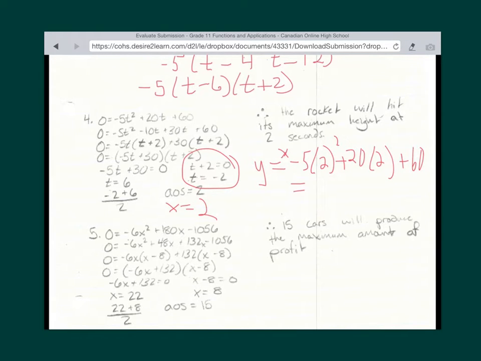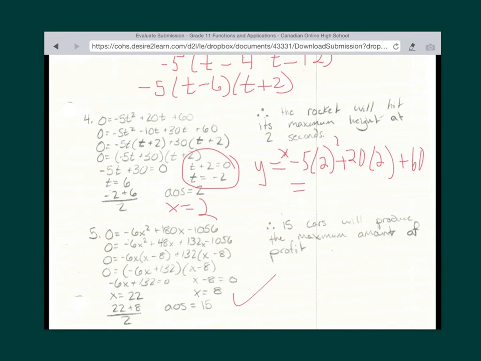Now, in number 5, the opposite is true because you're being asked to find x because they want to know the number of cars that will give you the maximum profit. So profit is y and x is the number of cars here. So you've done this correctly and you found the x coordinate of the vertex, where the maximum or the minimum will occur. And so at that point, 15 cars, it will give you the maximum amount of profit. So that one's great.